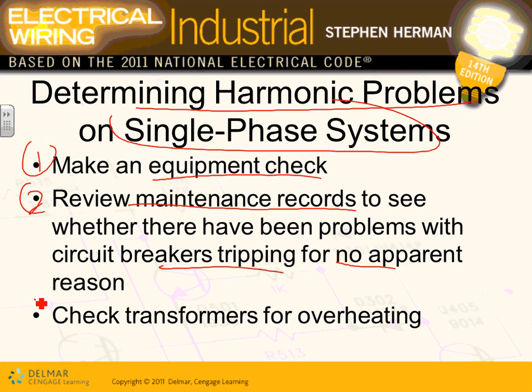Okay, 3, check the transformer for overheating. Thermal imaging, go to your transformer. Is the transformer hot? Now there could be other reasons why transformers get hot, so these are just flags: flag 1, flag 2, flag 3. Add them all together, and that will be an indication that, oops, we have a harmonic problem. Now when you have a harmonic problem, what do you do? We'll see what we do.